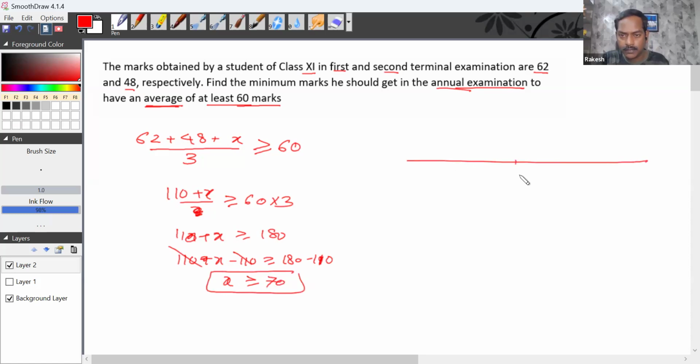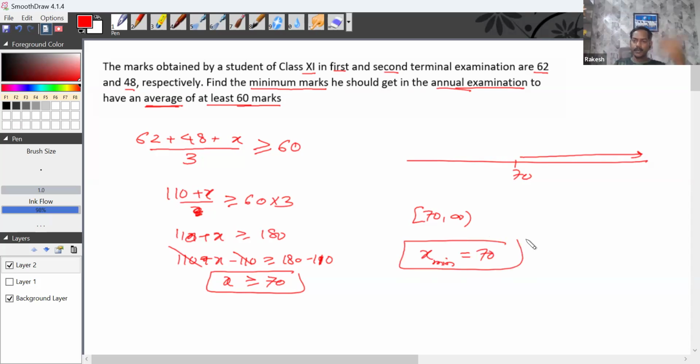Greater than or equal to 70 means that if x is 70, it is included in the solution. Equal to 70 is also allowed. So the solution is 70 or anything more than 70. But the question is not asking how many values x can take. The question is asking for the minimum. So what is the minimum value which x can take? The minimum value of x has to be 70 because all other values will be greater than 70. So the answer for this question is 70, because it is talking about the minimum marks he should be getting.